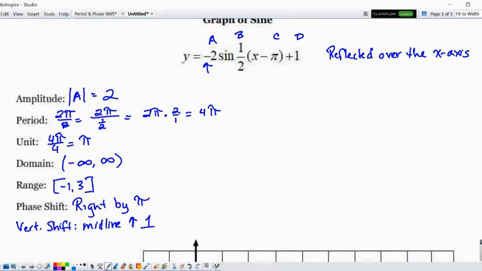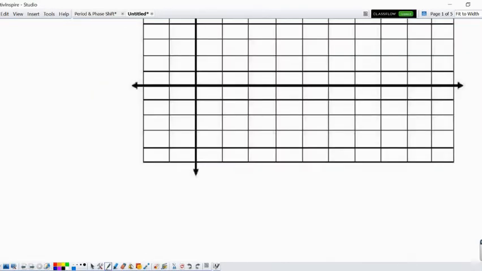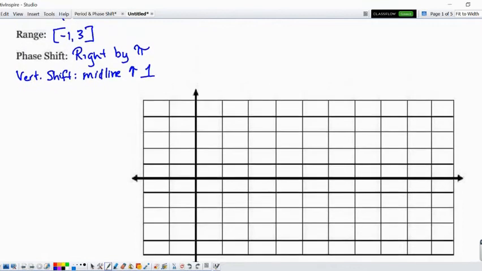So let's think about how we're going to label our graph before we put all of these changes together. And I always start by doing the vertical components first. We've shifted our midline up by 1. So it's not really a part of the graph, but I want it there as a reference. So here's our new midline. And I got that range by adding 2 to the midline. Going up 2 takes us to 3, and going down 2 units is going to take us to -1. So our range is -1 to 3.